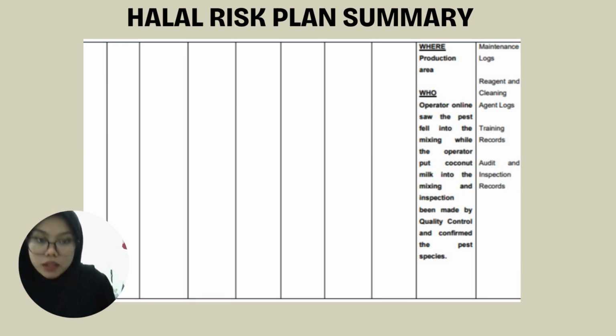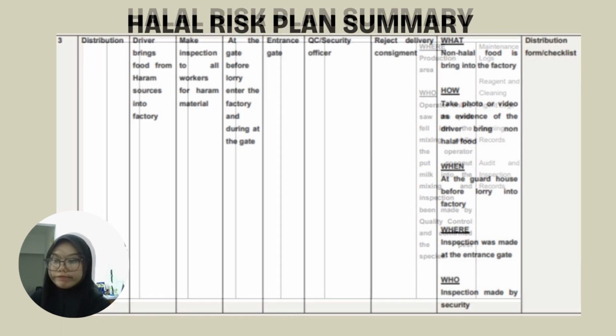When it will happen, it will happen in the production area, and who will conduct the process is the operator online. So the pest falls into the mixing while the operator puts coconut milk into the mixer, and inspection is made by quality control to confirm the pest of species. The records are maintenance logs, reagent and cleaning agent logs, training records, and audit and inspection records.